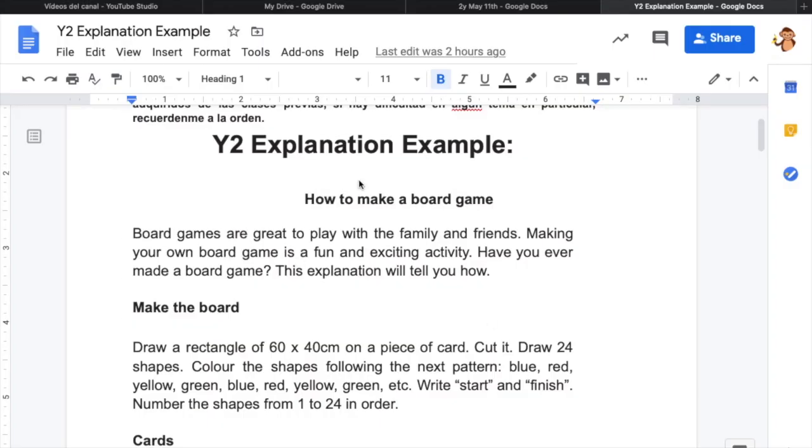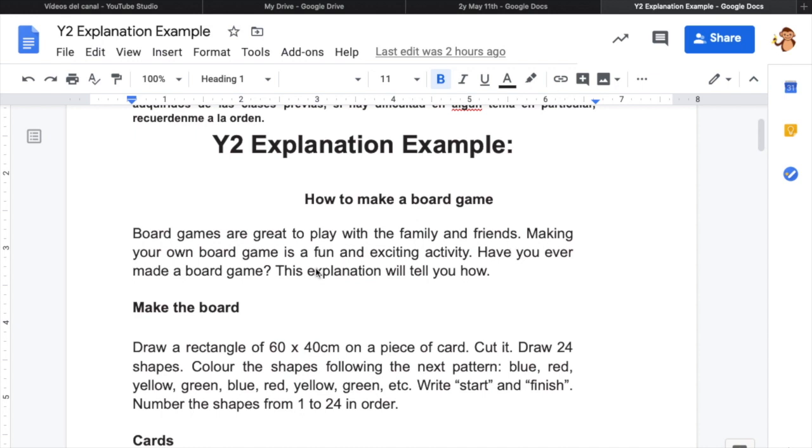So just stay here, guys. Here we have an example of an explanation, right? We have to explain how to make a board game. I'm going to share this with you, but please do not copy exactly every word. Try to use your own words, and I'm going to show you how. We've been building this knowledge together so you can write this on your own, okay? So here my introduction, as I explained before, is: board games are great to play with family and friends. Making your own board game is a fun and exciting activity.